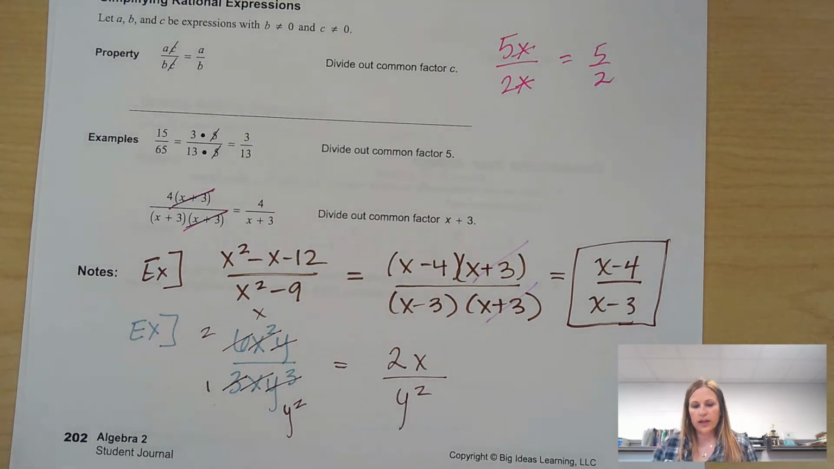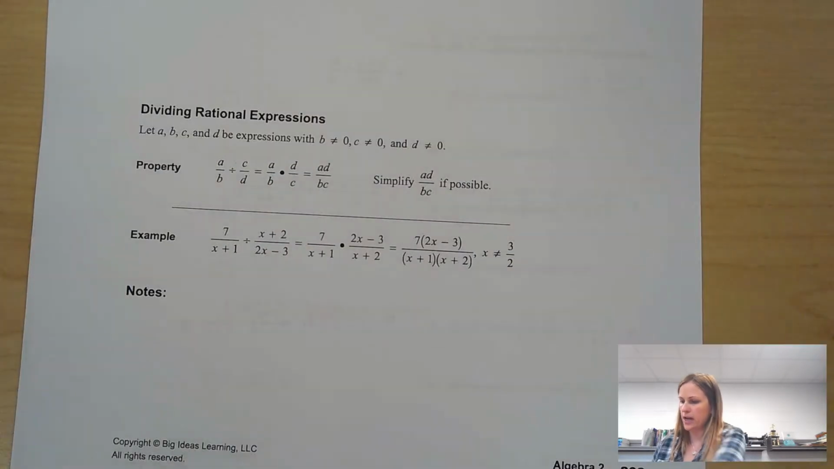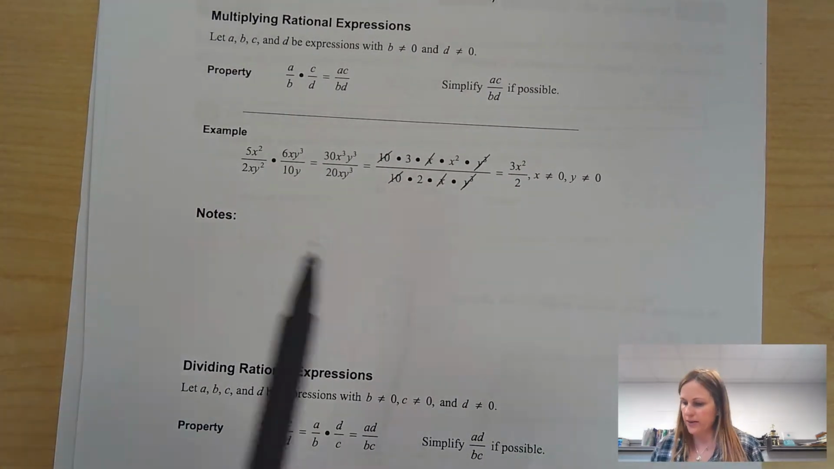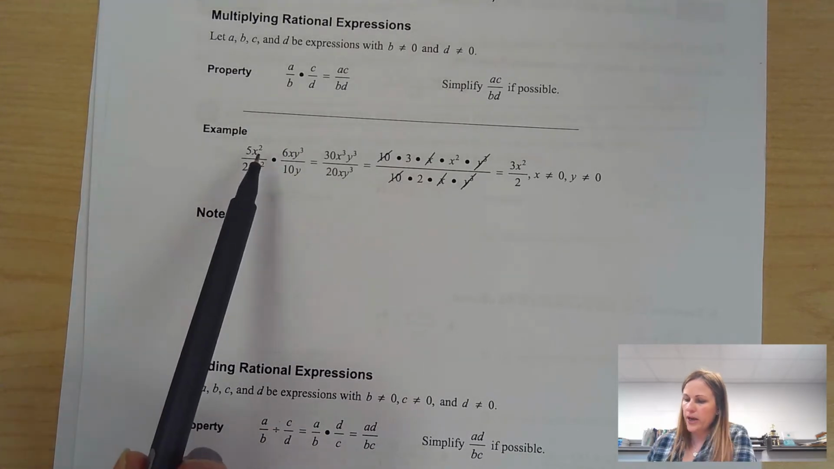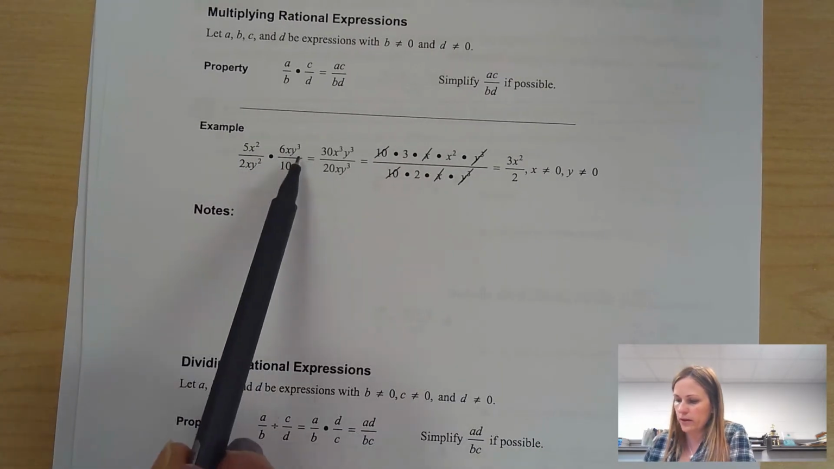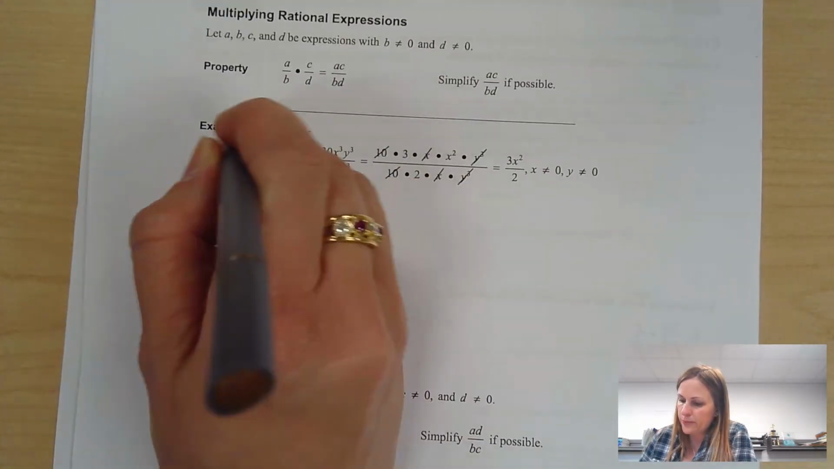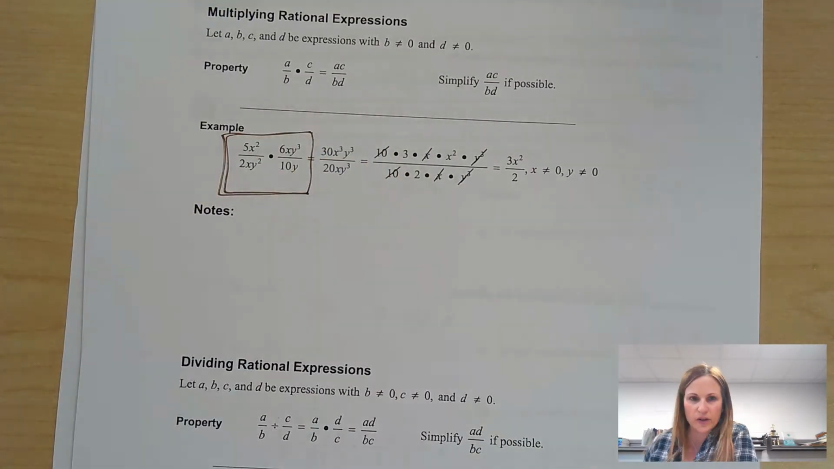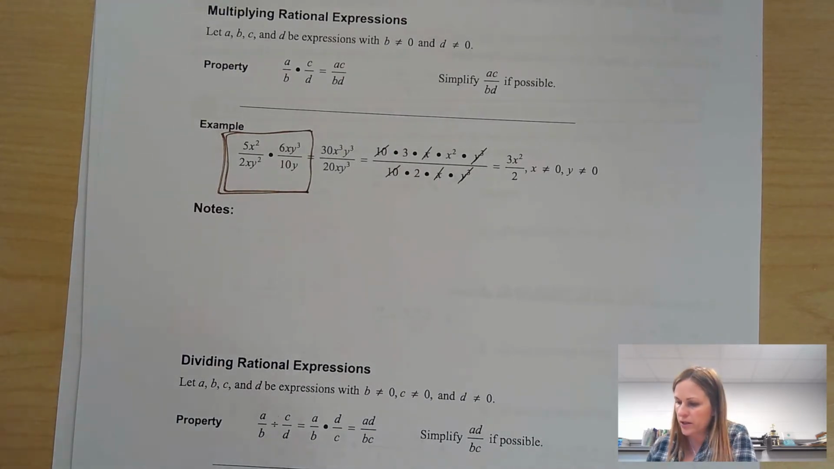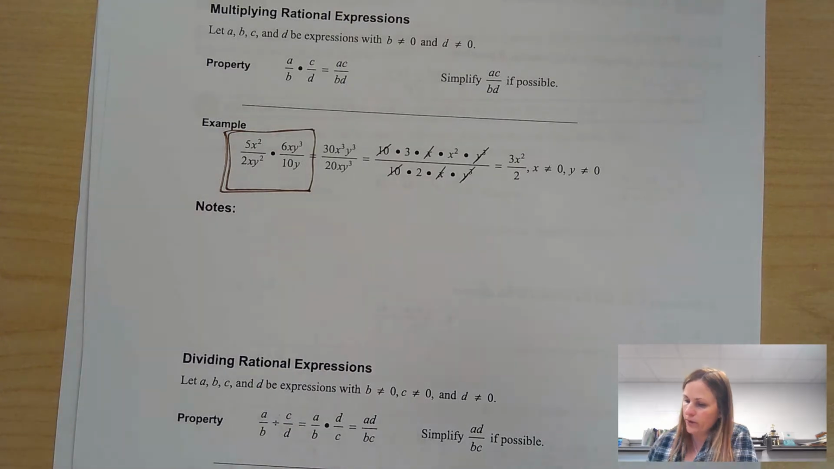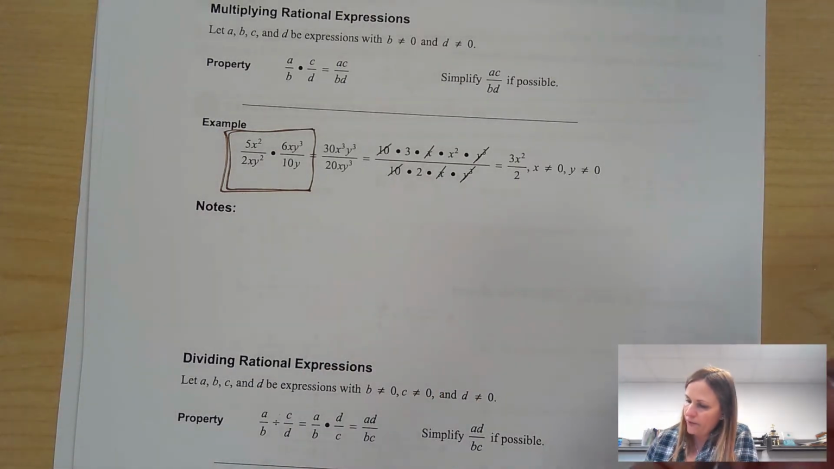All right, let's take a look at a couple others. Let's turn to page 203, which is just our next page. We're going to look at a few more properties. Again, this is like what I was telling you here. Notice we have 5x squared, 2xy squared, and then 6xy cubed, 10y. In this problem, nothing can be factored, right? Those are all monomials. So what I did here is reduce anything you can possibly reduce. I do mine a little bit different than what they did.